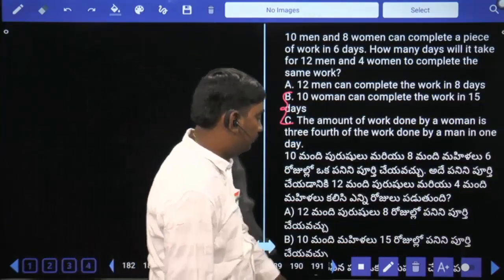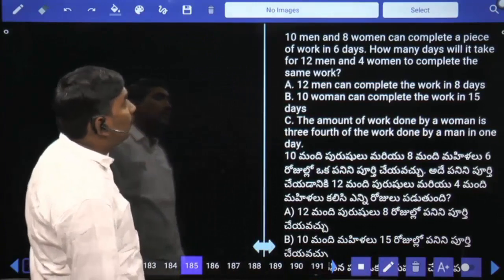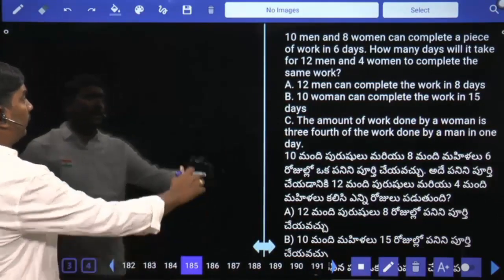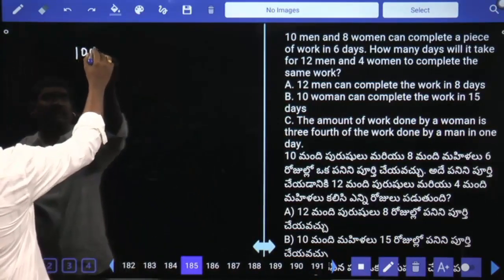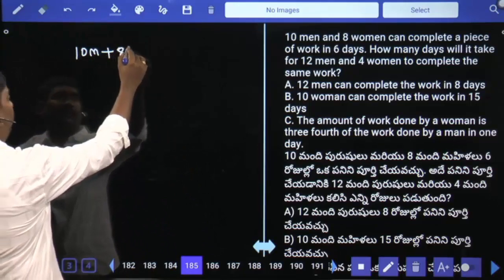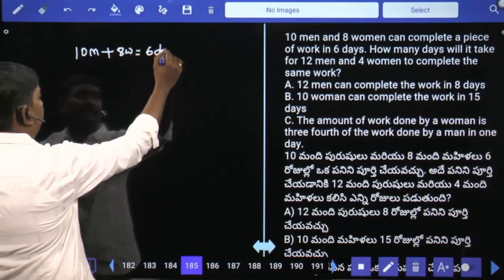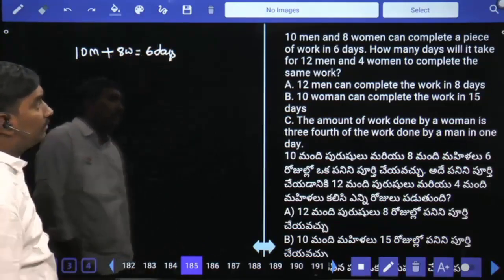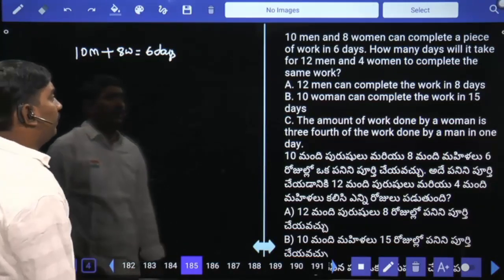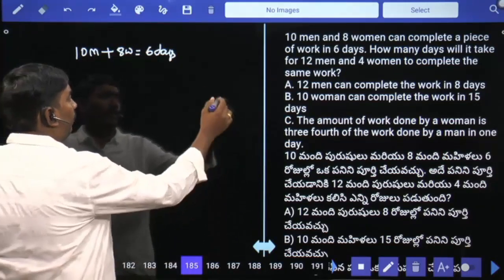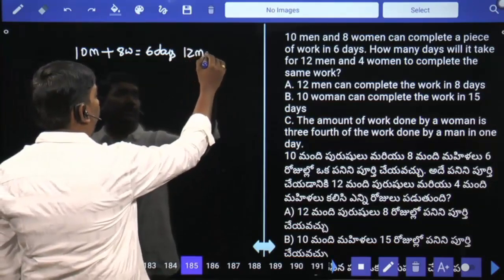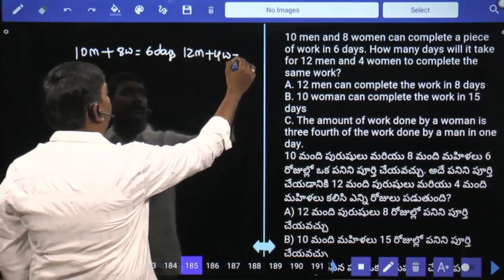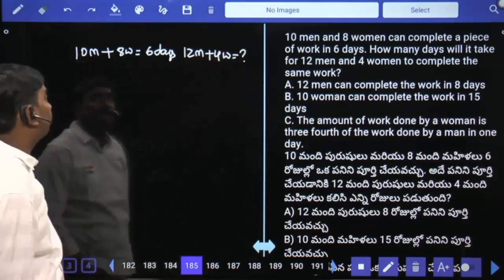Next. 10 men and 8 women can complete a piece of work in 6 days. How many days will it take for 12 men and 4 women to complete the same work?